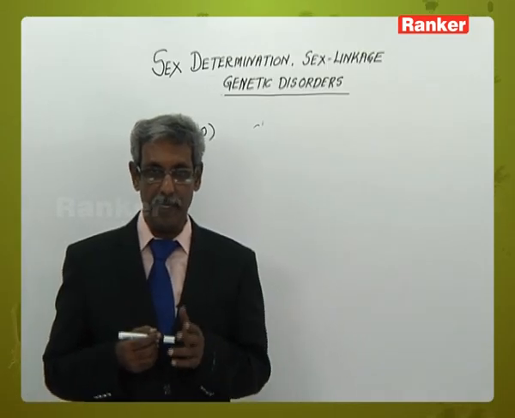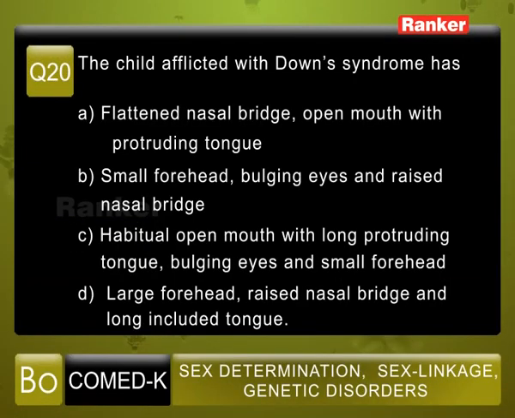We are going to question number 20. The child afflicted with Down syndrome has A, flattened nasal bridge, open mouth with protruding tongue, or choice B is small forehead, bulging eyes and raised nasal bridge. Choice C is habitual open mouth with long protruding tongue, bulging eyes and a small forehead, or D is large forehead, raised nasal bridge and long included tongue.